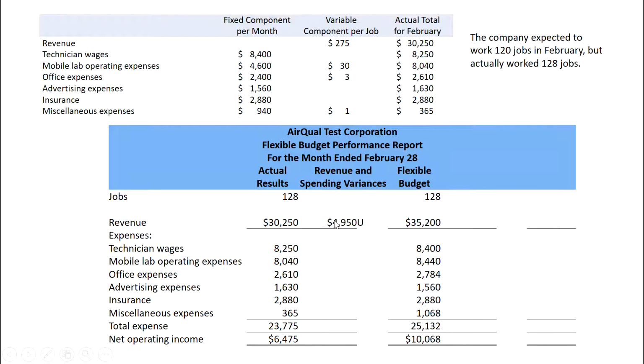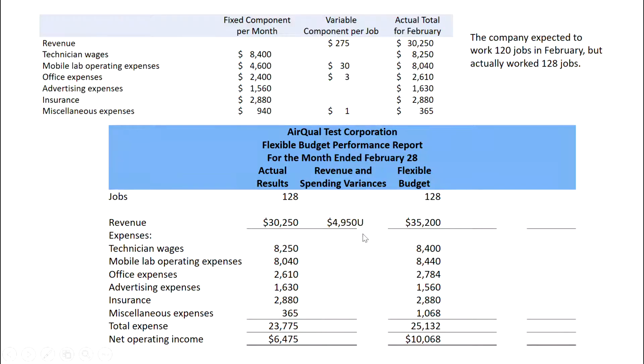So let's go ahead and look at our revenue, actual $30,250 minus our flexible budget revenue of $35,200. If you subtract those, it is $4,950. But where does this unfavorable come from? Step back and think about it. If our actual revenue is less than what we thought it was going to be based upon the actual activity level of 128, that's bad, right? It's definitely not good. That's going to be unfavorable.